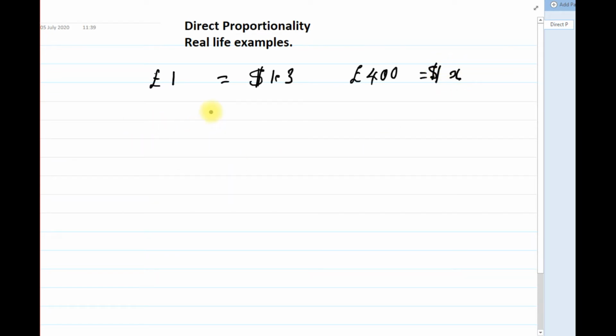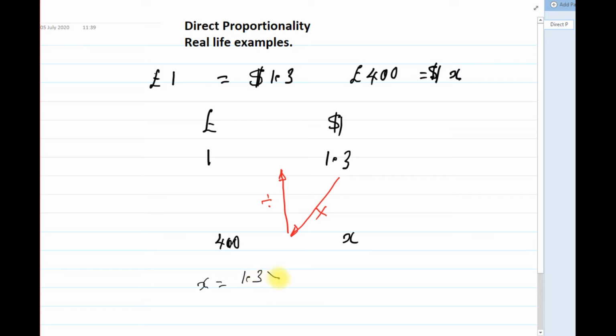The way we will tackle this, we will form two columns, one for the pound, one for the dollar. I will write the rates that I know. I know that £1 is equal to $1.3, and I want to know how many dollars is 400 pounds. To make this calculation, we multiply the numbers that are along the diagonal and divide, i.e. this number times that divided by the one above. So x will be equal to 1.3 times 400, divided by 1 in this case, which is trivial. So it's basically 400 times 1.3, which is 520.